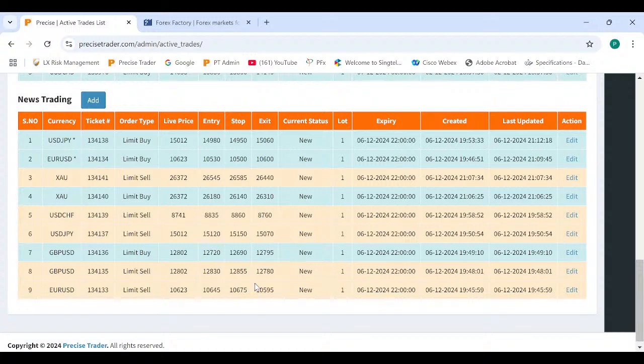So we are trying to sell euro at 45, pound at 128.30. Okay, dollar yen slipped to 150. Okay, we are trying to buy at 149.80. So we'll just wait for 15 minutes.